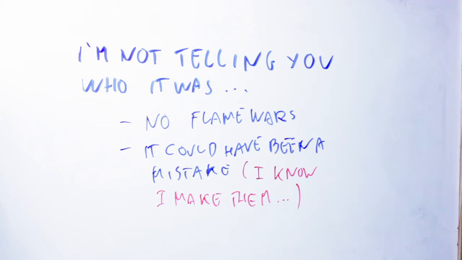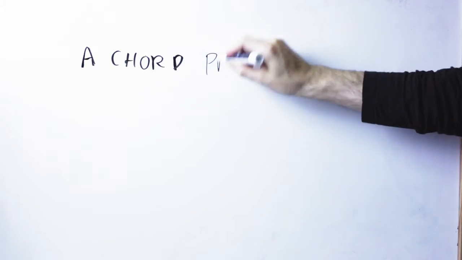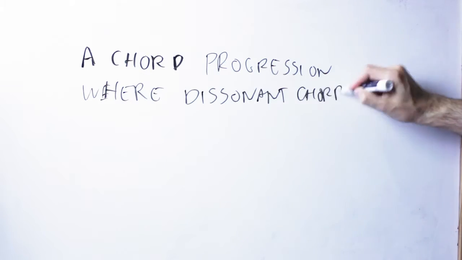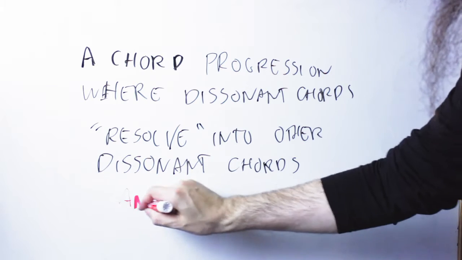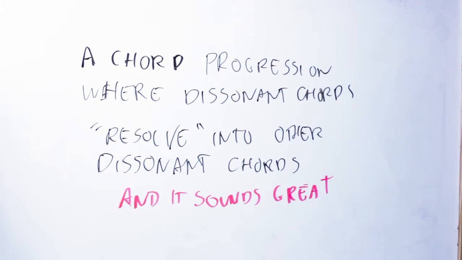So I thought, hey, how about I make an example of a chord progression where you have a dissonant chord and they resolve into more dissonant chords, okay? Because it sounds great in my opinion.